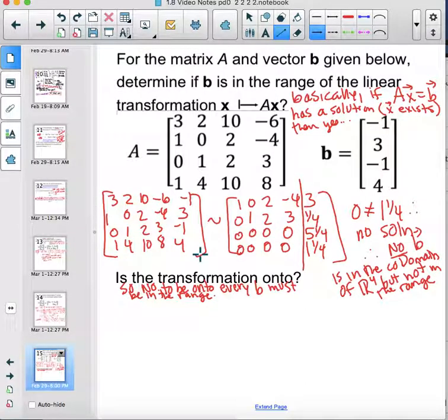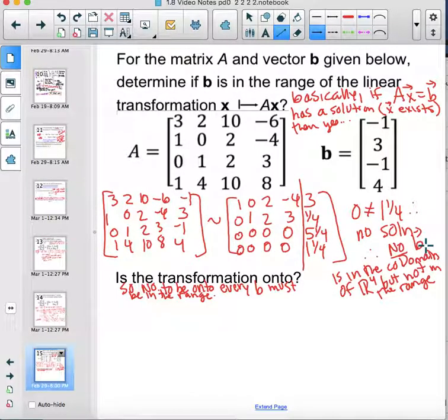For this matrix A below and the vector B, determine if B is in the range of the linear transformation. So you can take an augmented matrix, and we're going to see, does Ax equal B? Does it have a solution? If so, B is actually in the range. We know B is in the codomain of R4. What we don't know is is it an actual solution? So I do the reduced row echelon form, and we get down here, does 0 ever equal 1 1/4? No. So there's no solution.